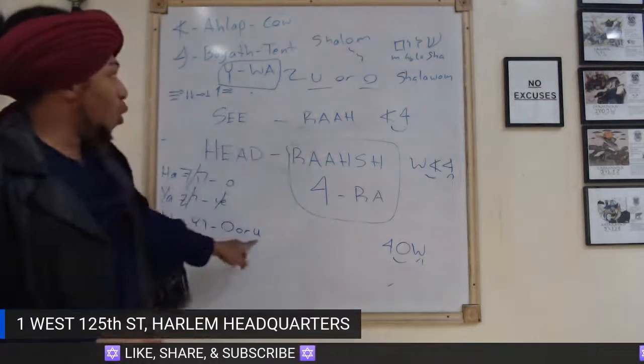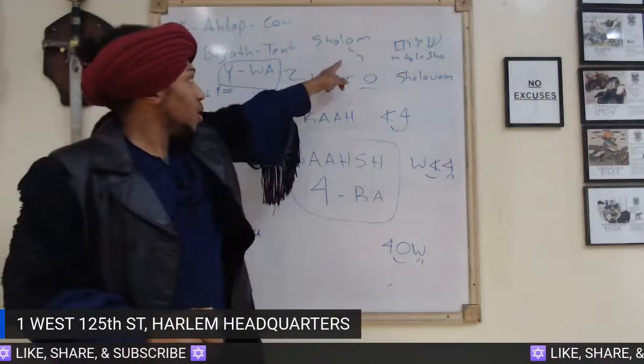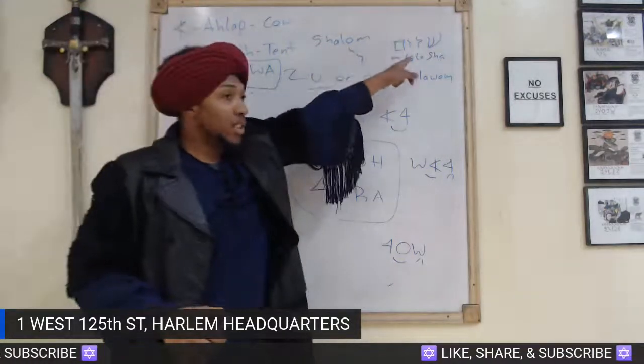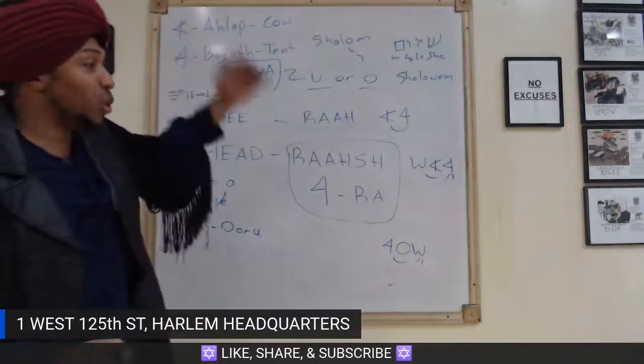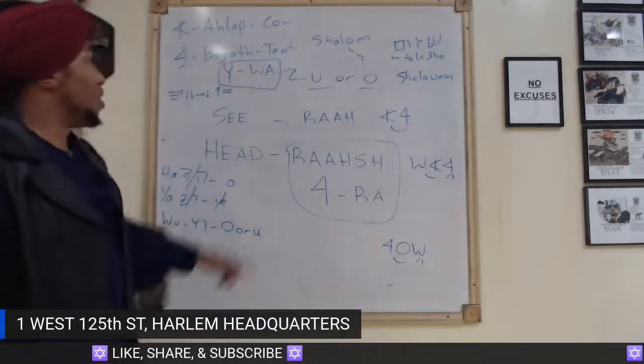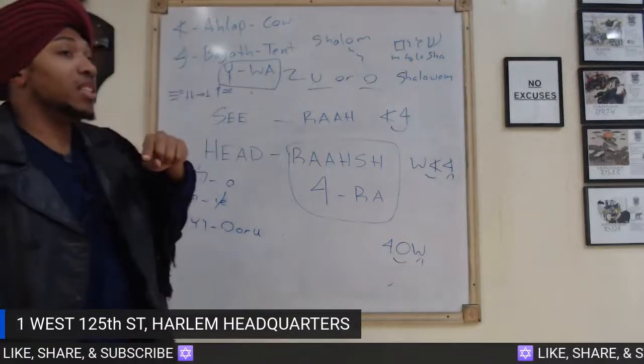The wa became an O or U. So they wrote with the wa. Fake Israelites who didn't know no better. Failed students of the school who didn't know no better. They followed what the white man said.